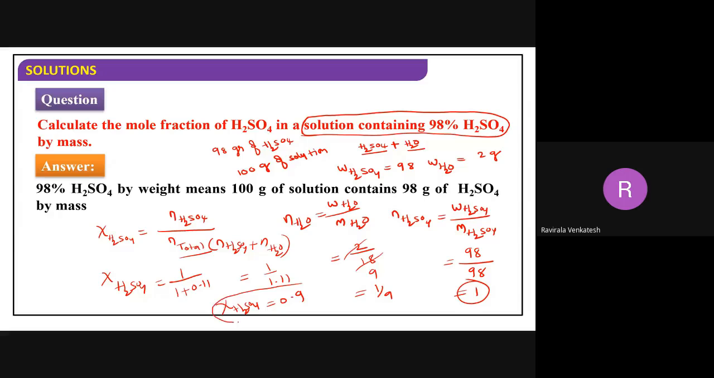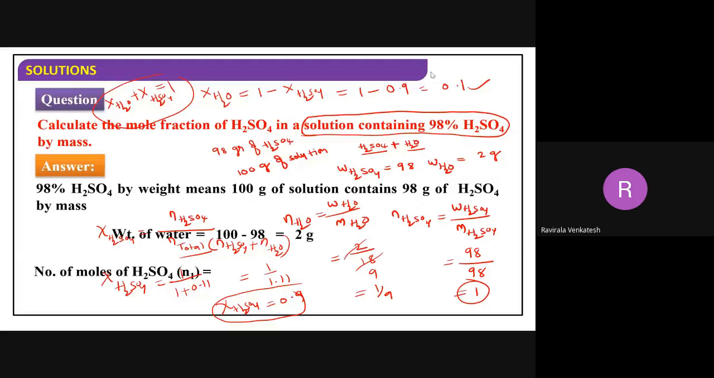Now tell me, what is the mole fraction of water? 0.1. It is 1 minus mole fraction of H2SO4. Why? Because mole fraction of water plus mole fraction of H2SO4 is always equal to 1. Based on this formula, mole fraction of water is equal to 1 minus mole fraction of H2SO4, that is 1 minus 0.9, which is 0.1. So in this way we can solve n number of problems. Understood?